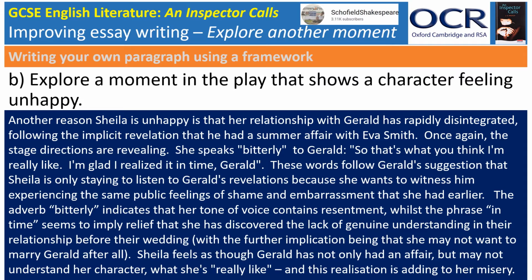How does your response compare? Are you similarly precise yet reasonably detailed with your initial points? Have you avoided oversimplification when explaining why Sheila is listening to Gerald's revelations? And have you shown perceptive understanding when exploring the phrase "in time"? Press pause to consider and compare.